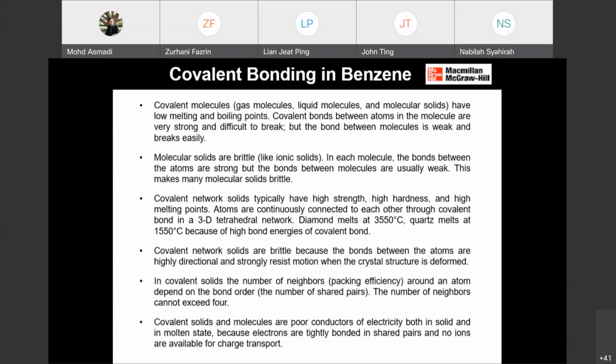So all these carbon network solids typically have high strength and hardness, and are brittle. What else? In covalent solids, the number of neighbors around an atom depends on the bond order. Bond order is how many bonds can pair with their neighbors. So that's all about the covalent bondings.